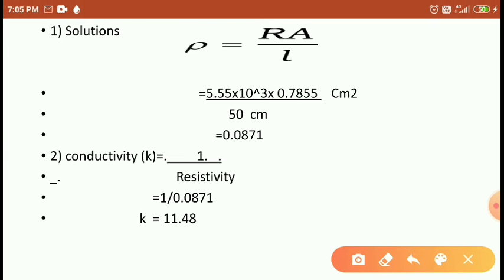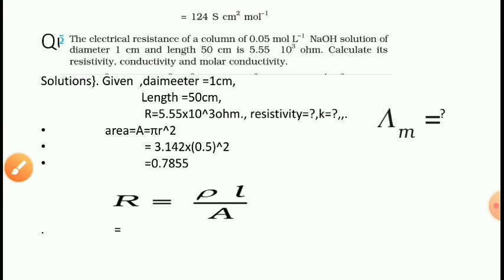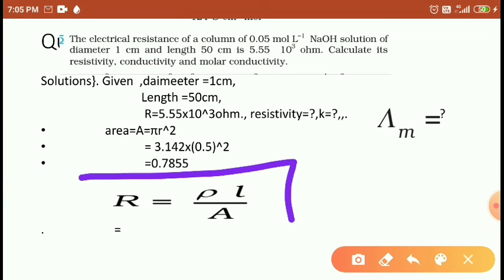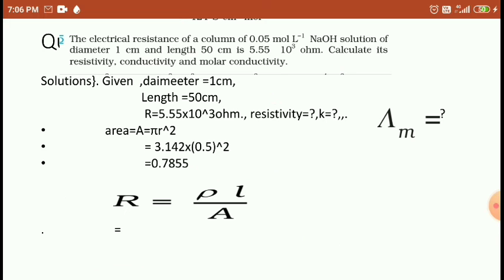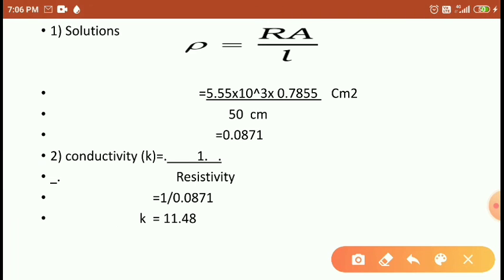Students, resistance R is given by the formula we discussed yesterday: R is equal to rho into L by A. We have to calculate the resistivity, so rho is taken outside. Then the formula becomes rho is equal to R into A by L. R is 5.55 into 10 to the power of 3, A is 0.7855 centimeter square and L is 50 centimeter. Then we get the resistivity as 0.07871.